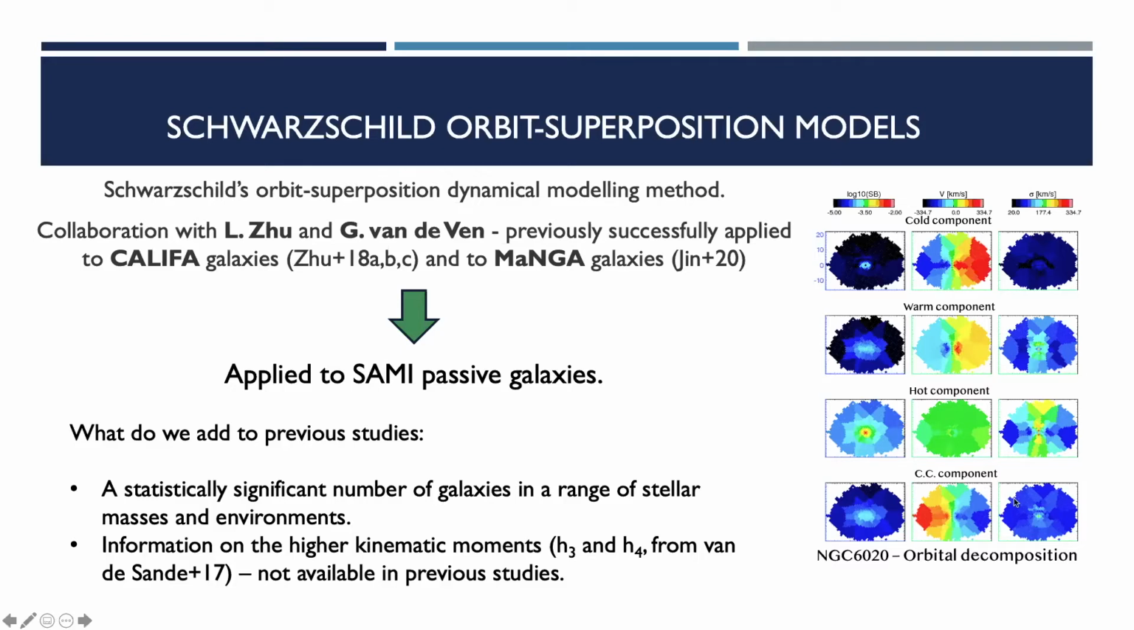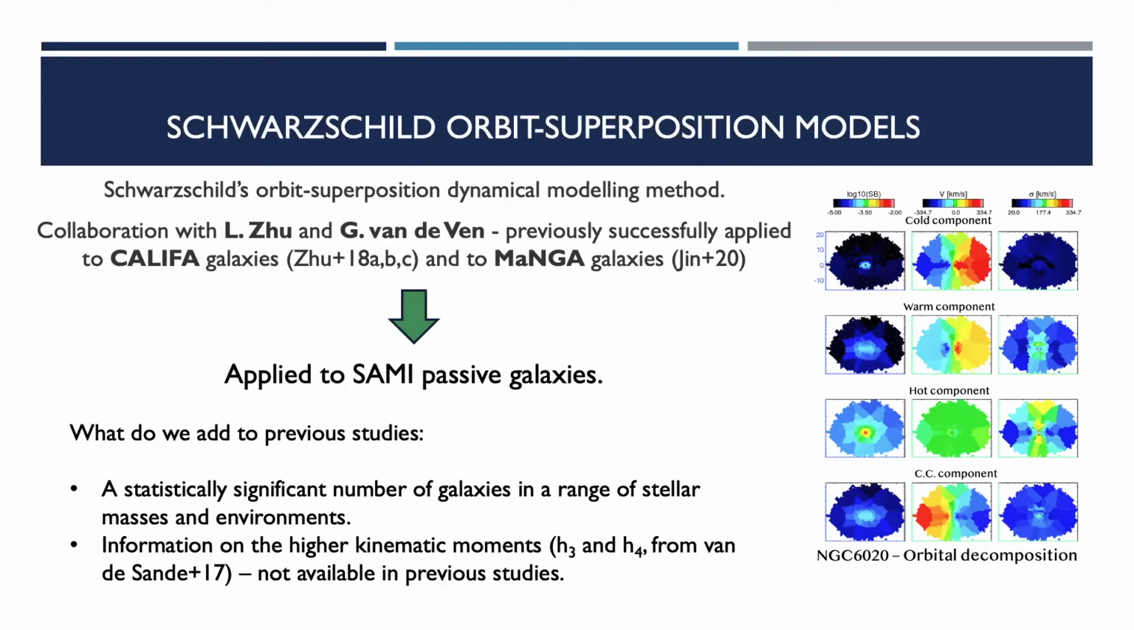This was done for a galaxy in the CALIFA sample. The same implementation that we use for this work has been previously applied to a sample of CALIFA galaxies by Ling Zhu, and to a sample of MaNGA galaxies by Jin. We decided to apply these models to a sample of SAMI passive galaxies, and SAMI is a great survey for this because we have a statistically significant number of galaxies in a range of stellar masses and environments. Moreover, we also have information on the higher kinematic moments, such as H3 and H4, that were derived by Chung et al. in 17. They were not available in the previous studies.